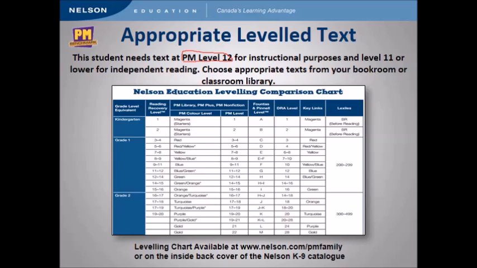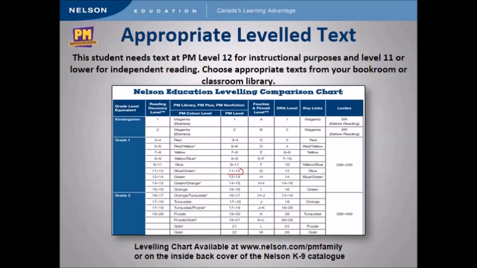We know that the texts in your classroom library or in your book room may use different leveling systems. So what we've provided for you here on this leveling chart, available at the website listed below or on the back cover of your Nelson K-9 catalog, is a chart that will show you the equivalency for various reading series. So for example, our student that we looked at, looking at the PM level, required a book at the level 12 range.